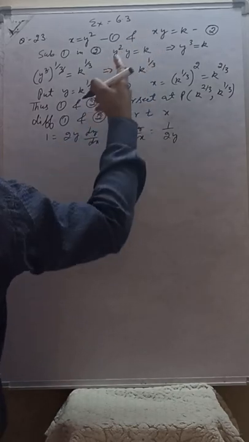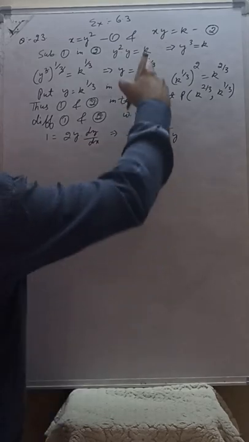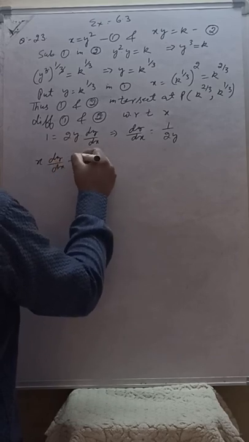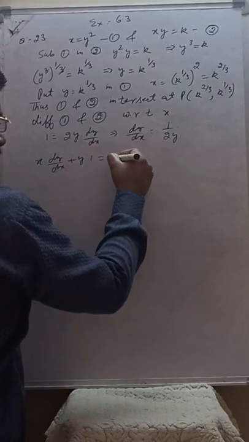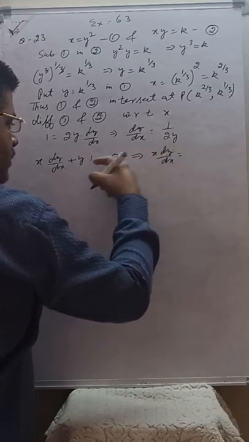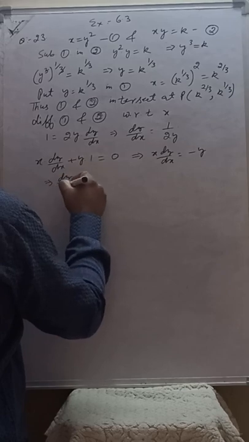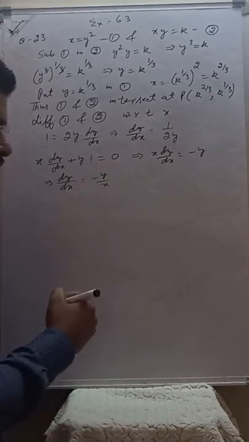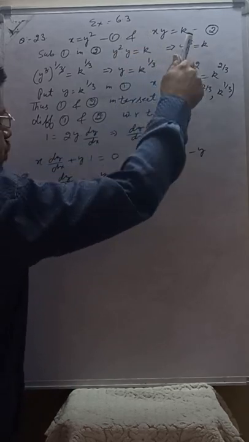Now differentiate number 2. Here it is a product of two functions, so we will have to apply the product rule. So we will get first function into derivative of second plus second into derivative of first, where the derivative of x is 1. The right hand side is k, and the derivative of k is 0. This implies x dy/dx = −y, which implies dy/dx = −y/x. Now what we will do? We will find the slope of the tangent to 1 and 2 at this point P.